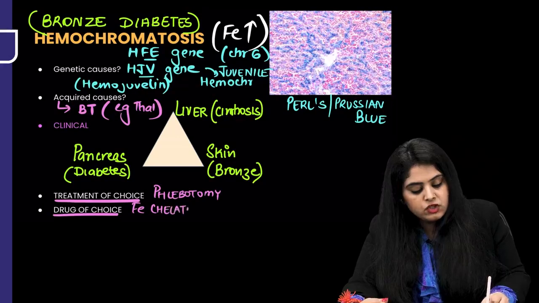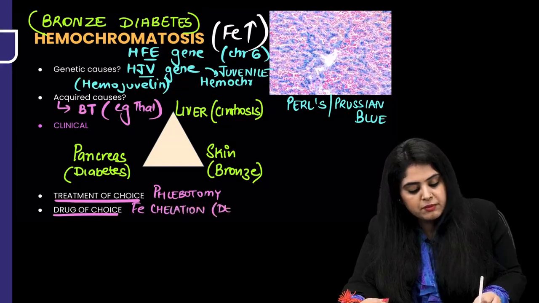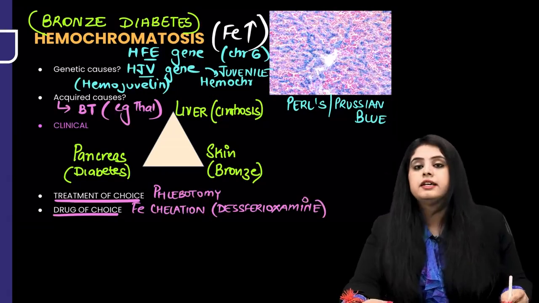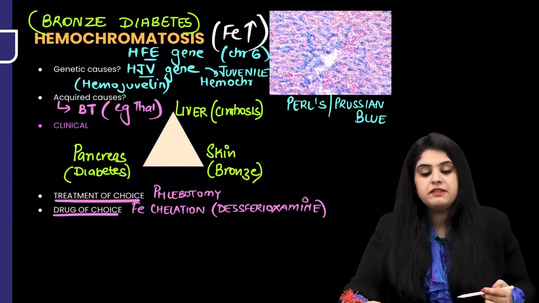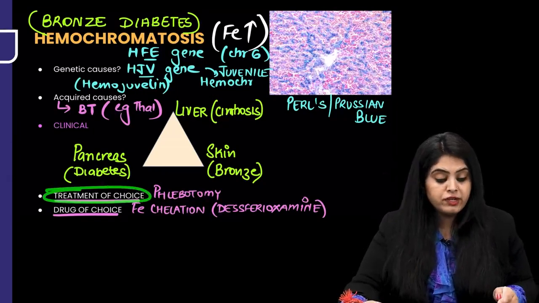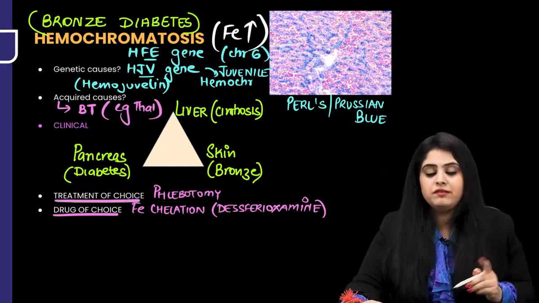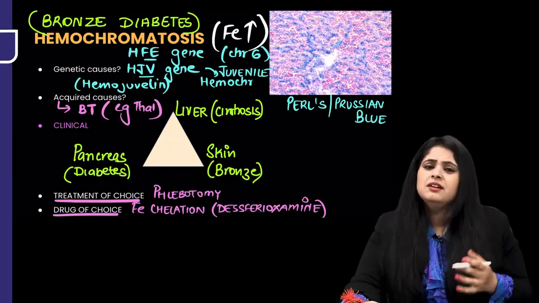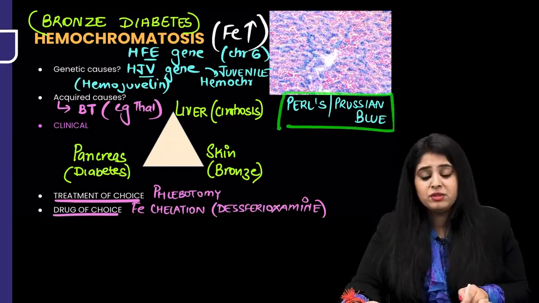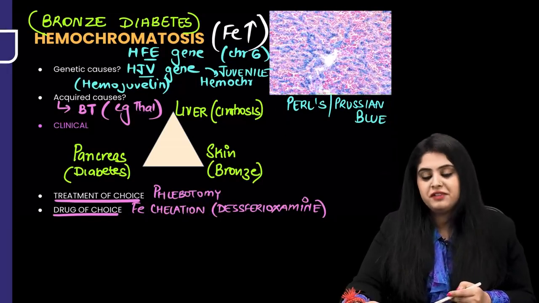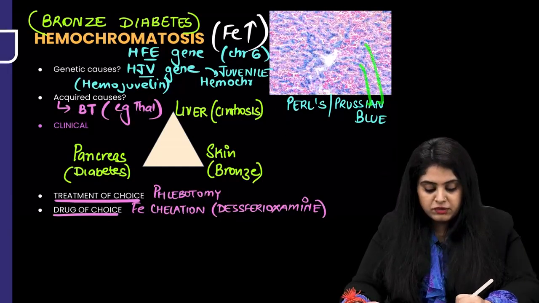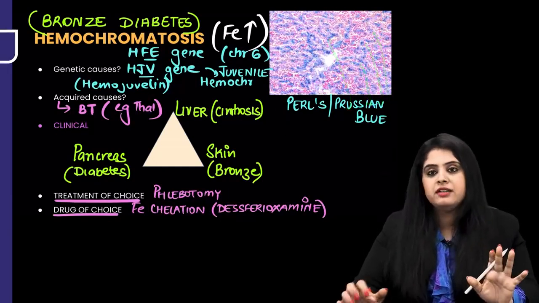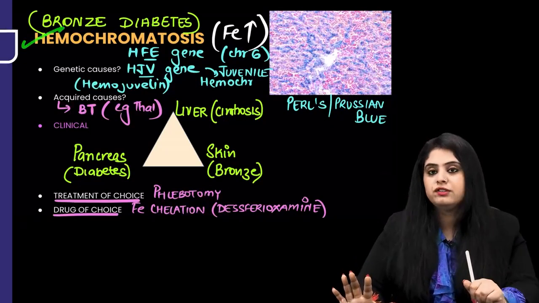Can you name any iron chelator that comes to your mind from pharmacology? Desferrioxamine. Desferrioxamine is the iron chelator that you are going to consider. So repeating once again, the treatment of choice is taking blood out, but that's not always practical, so the drug you can give is desferrioxamine, an iron chelator. One more question, which I don't want to ask because I've asked a million times: what is the stain for iron? Only for your reference, Perls or Prussian blue is the stain for iron. We have read this many times. So iron overload is sorted.